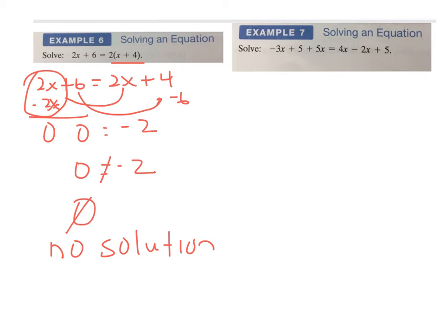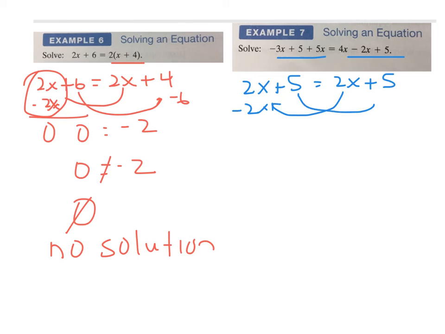Now on this problem over here, I'm going to combine my like terms. So I get 2x plus 5. And this one I get 2x plus 5. And if you notice right here, they're the same thing, but I'm going to go through the process. I'm going to move my 2x over, so it's a minus 2x, and I move my 5 over, which is a minus 5. And when I do this problem, this is 0, and this is 0, so I get 0 equals 0. They're the same thing also.